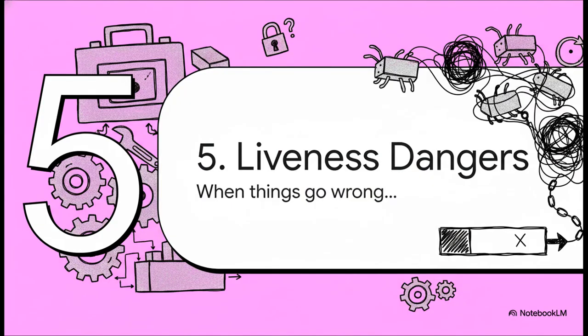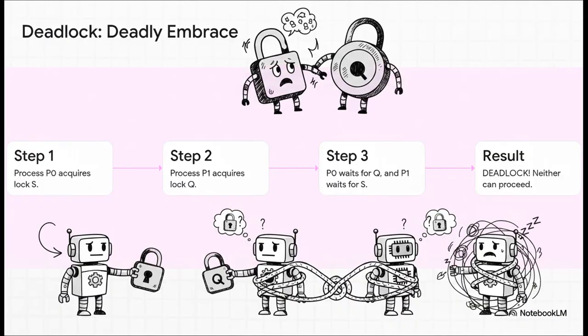Okay, so now we've got all these powerful tools. We should be safe, right? Well, not exactly. Using these tools can actually introduce a whole new category of bugs, what we call liveness failures. This is where your program looks like it's running. It hasn't crashed, but it's not actually doing anything useful. It's stuck. The most famous of these is, of course, deadlock.